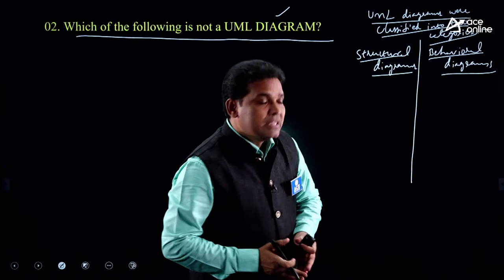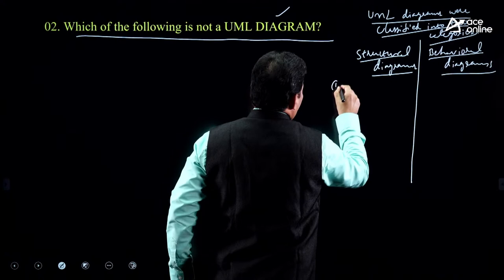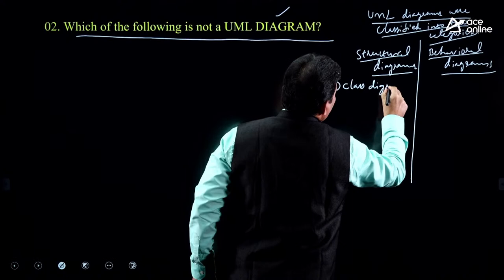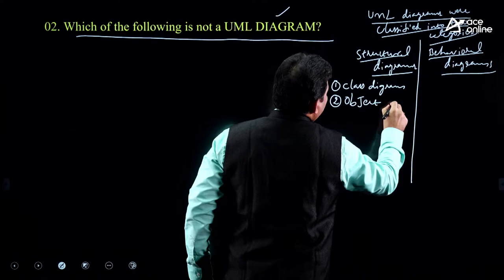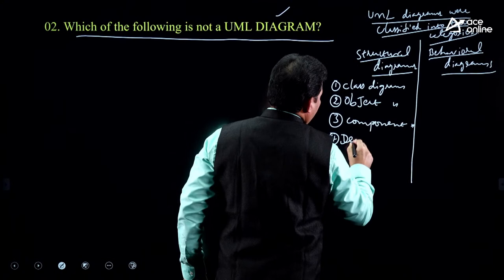Then what are the diagrams? UML diagrams come under structural diagrams. Let's list them out. The first one is the class diagram. The second one, object diagram. The third one is the component diagram. The fourth one is the deployment diagram.